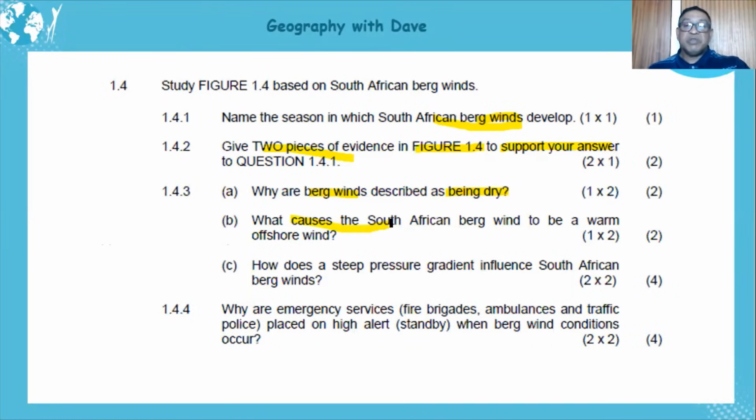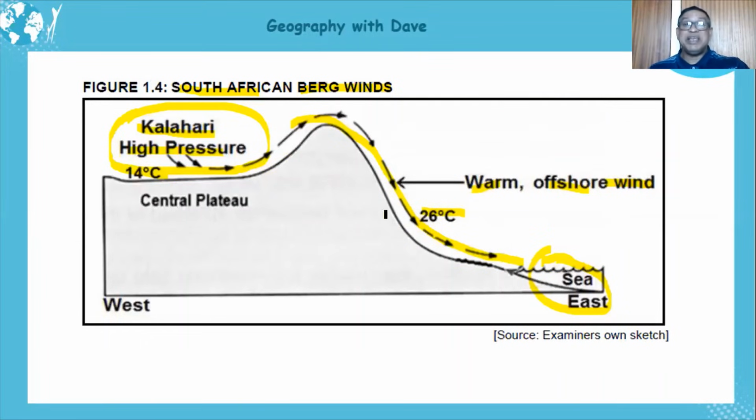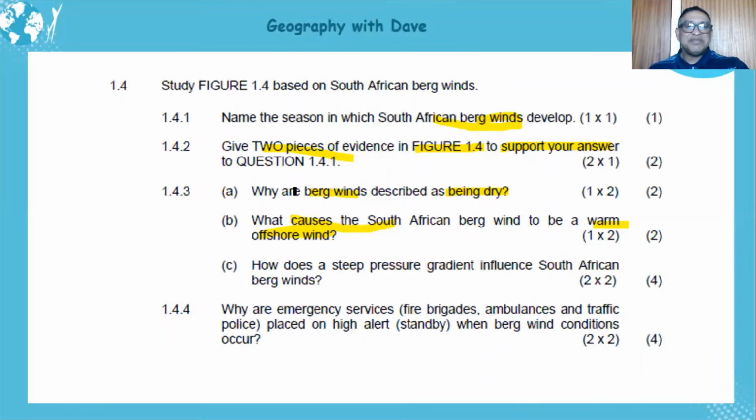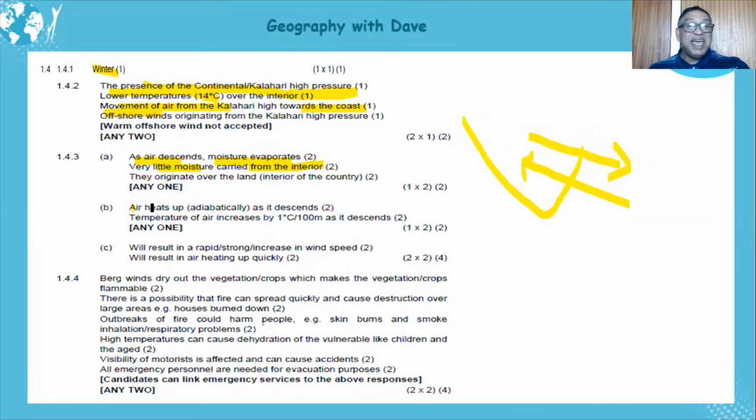What causes South African Berg winds to be warm? Offshore wind. Can you see it? A warm offshore wind. As it goes down the escarpment, it heats up adiabatically. Air heats up adiabatically as it descends. Correct answer. They even give you an alternate: it increases by 1 degree Celsius for every 100 meters.